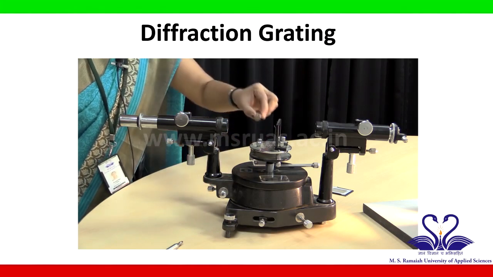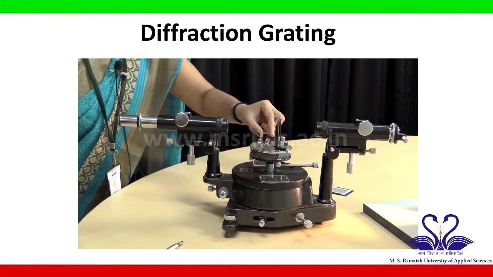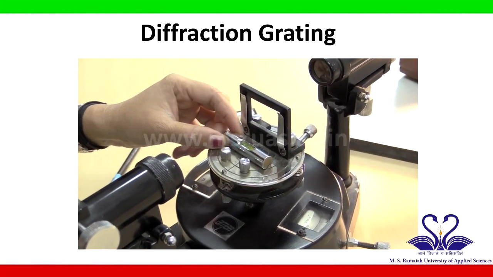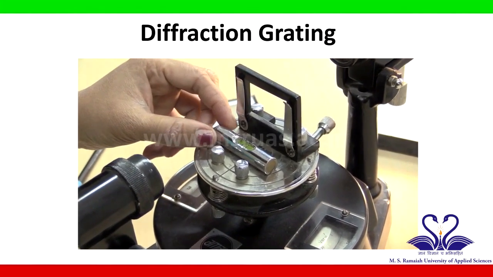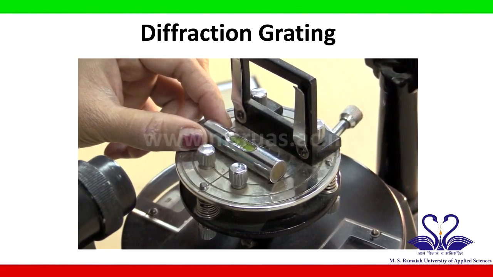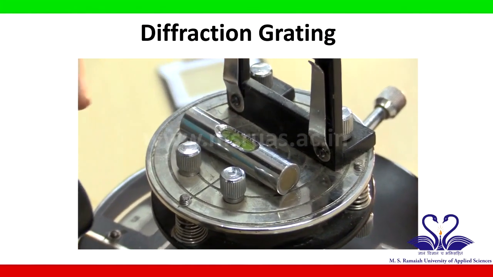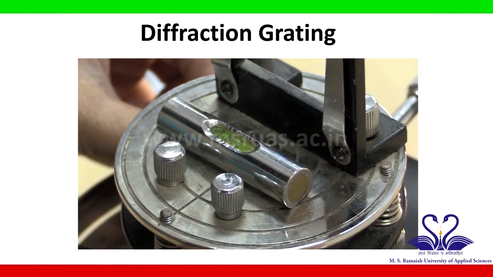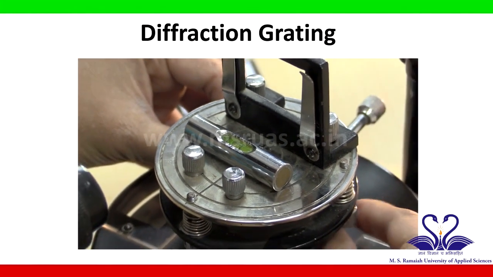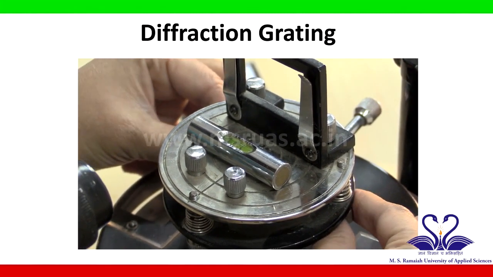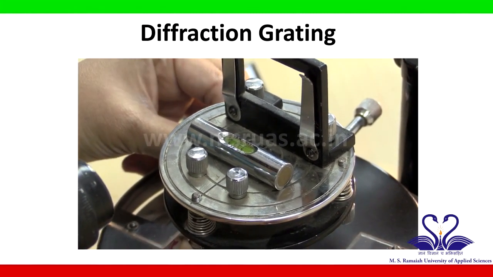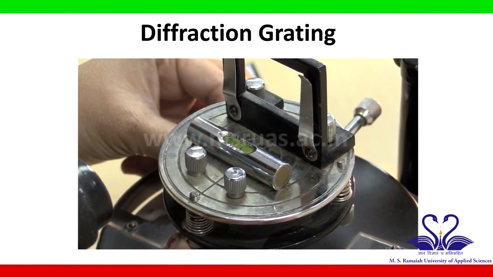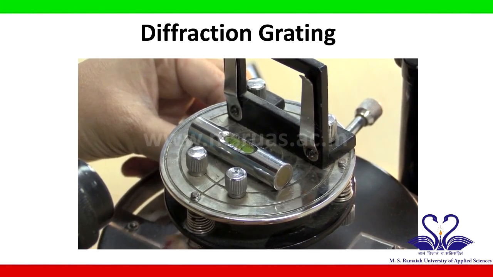For that, place the spirit level on the grating table. See whether the bubble in the spirit level is at the center. If it is at the center, it ensures that the grating table is leveled. If not, there are 3 leveling screws provided at the base of the grating table. Work on the 3 screws simultaneously so that the bubble comes to the center, ensuring leveling of the grating table.